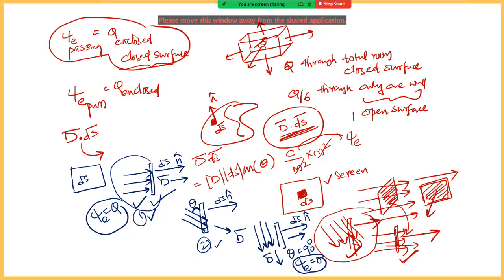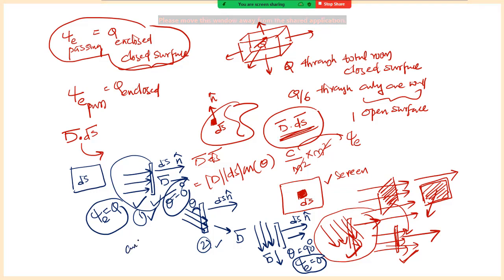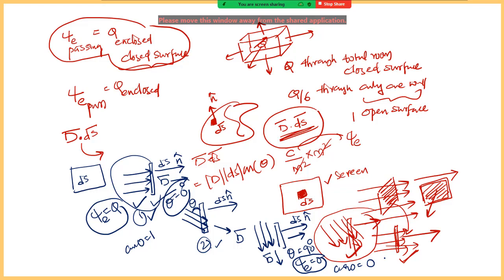That means it is exactly following the cosine values. Why? Because you see here the direction of D bar and the direction of dS bar are both the same. That means here theta is equal to 0 degrees. When theta is equal to 0 degrees, maximum flux is passing, so cos 0 is 1. But when theta is equal to 90, cos 90 is equal to 0. And for example cos 45 degrees is 1 by root 2. That means in between these two. So it is exactly following the cos function.